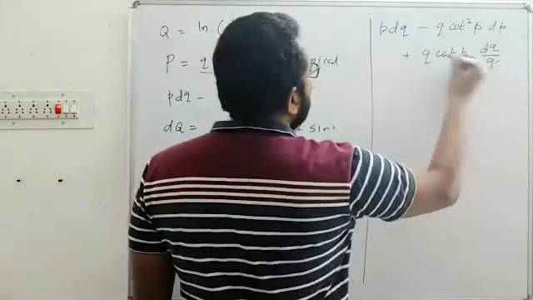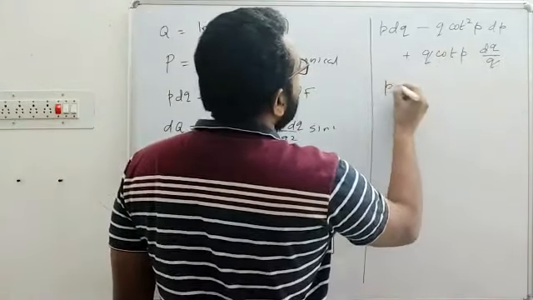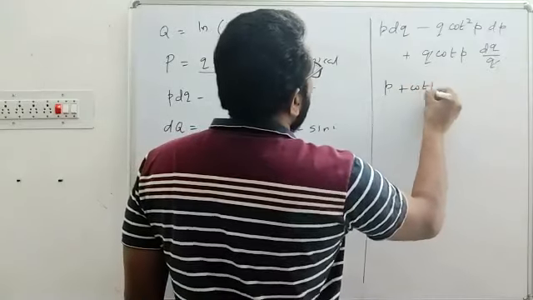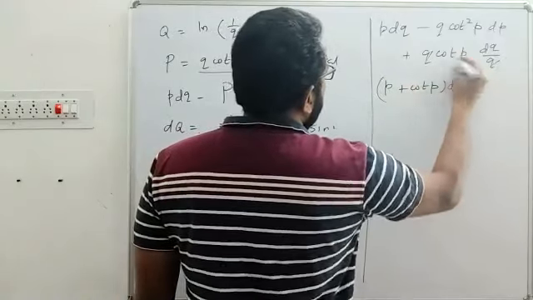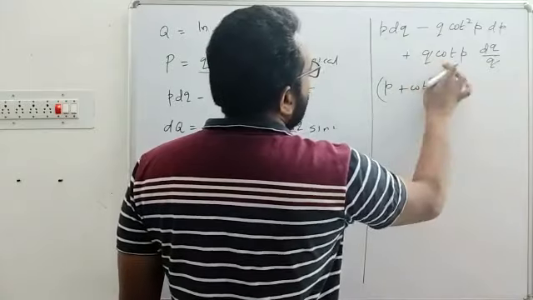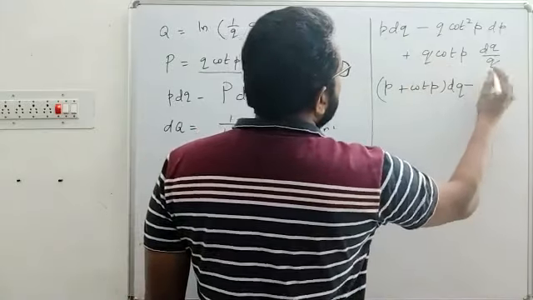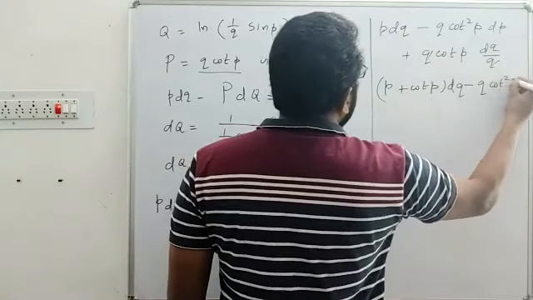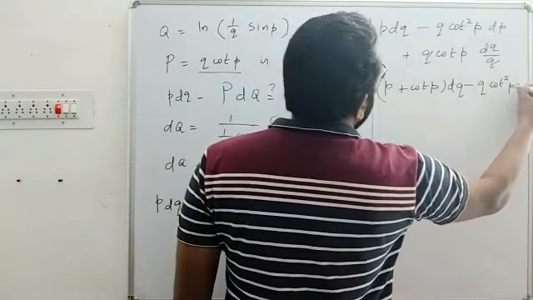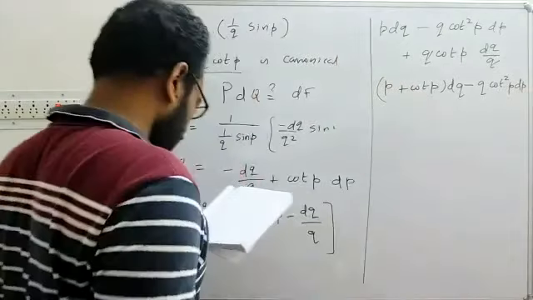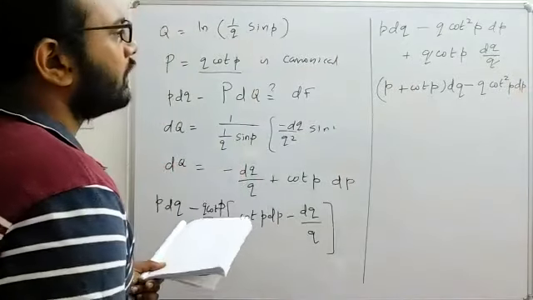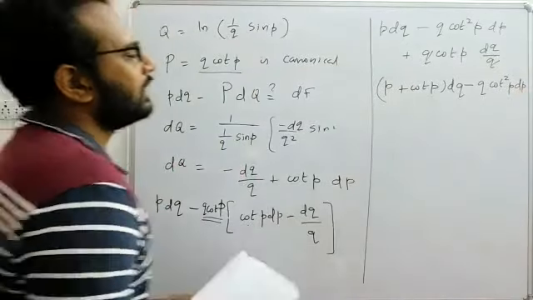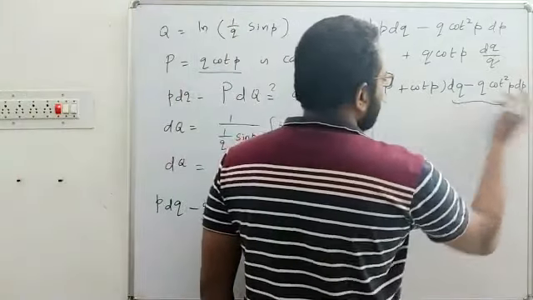So this is easier. Cancel this. So this becomes p plus cot p dq, minus this, which you can write as q cot square p dp. Now, is this a perfect differential? The question is whether this is a perfect differential.